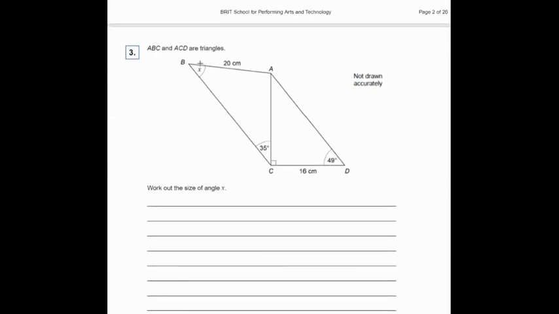ABC and ACD are triangles. Work out the size of angle X. Well, we want to work out angle X, but we've got so much information here. Ooh, I like this. Okay, so we don't yet have enough information to work out angle X, but we can work out the side length AC. Let me call this Y. And that's just using basic trigonometry, so SOHCAHTOA.